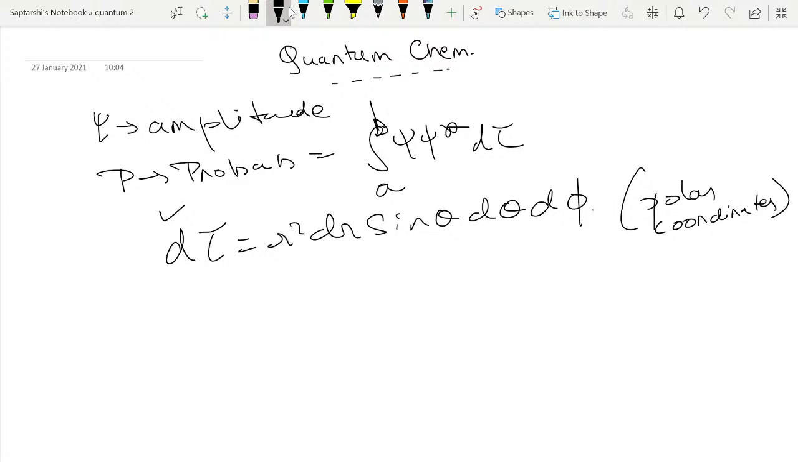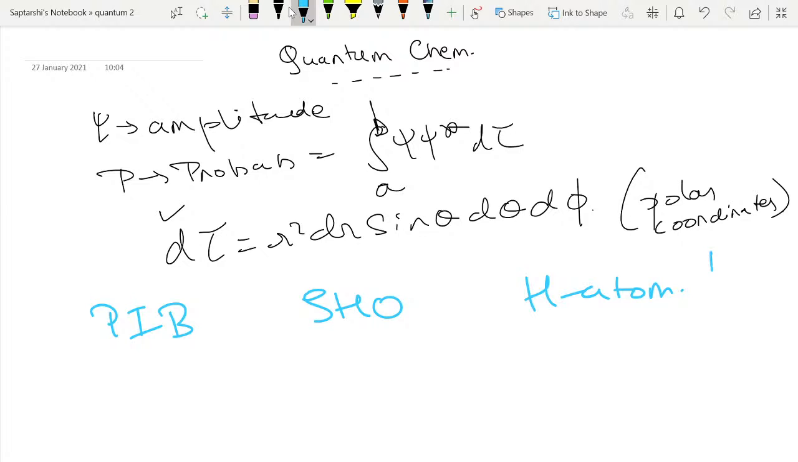So we'll start with the first model, that is particle in a box. We'll study three models: particle in a box, simple harmonic oscillator, and hydrogen atom. There are also some other models like the rotor, from which we'll see one or two questions, but they are not that important.